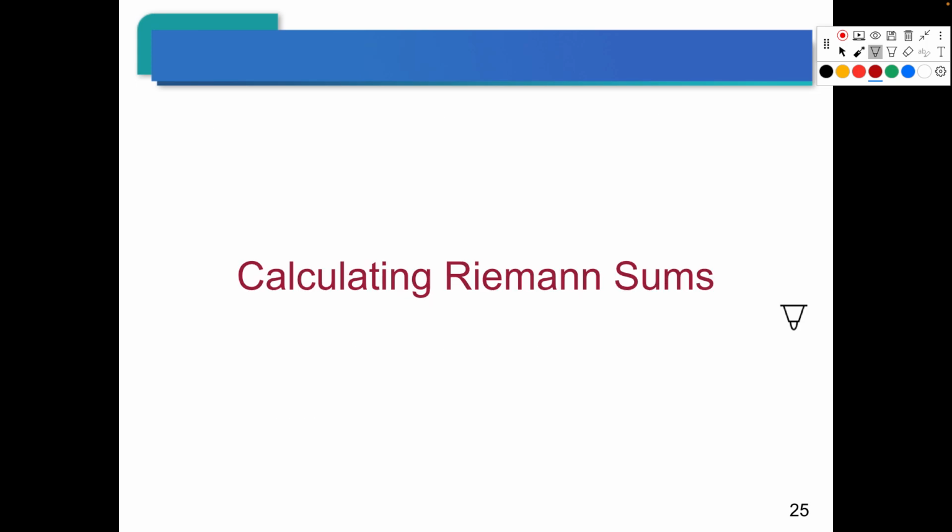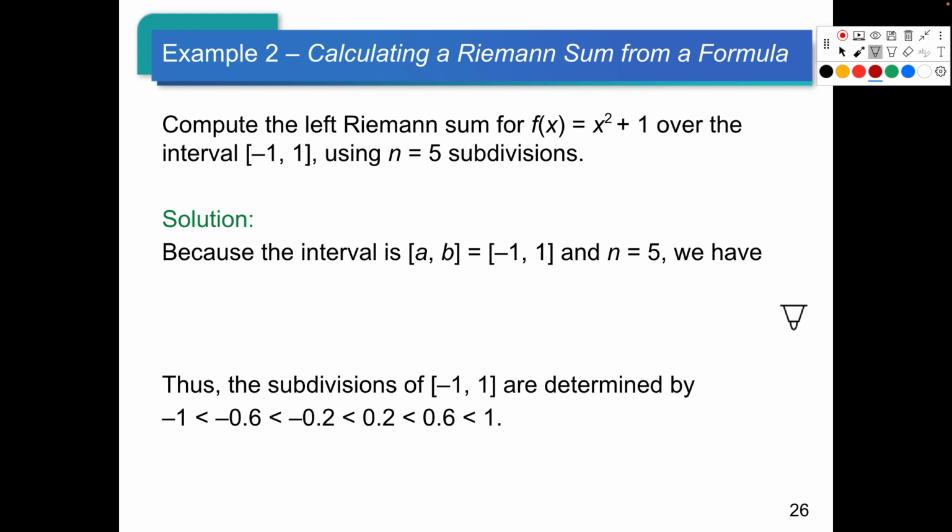Let's calculate some Riemann sums. Okay, so we're asked to compute a left Riemann sum for this function. We're going from -1 to 1, and we're supposed to use 5 intervals. So fortunately, it's showing this, but how long is each interval? Again, we take 1, subtract -1, so we take the bigger one minus the smaller one, and then we divide by the number of subdivisions, which is 5.